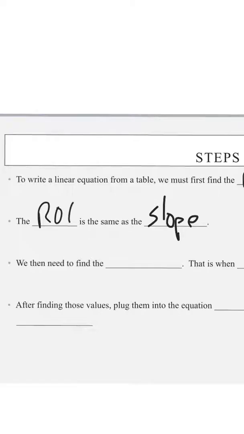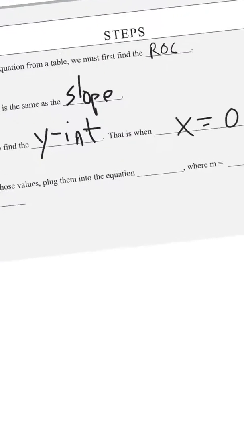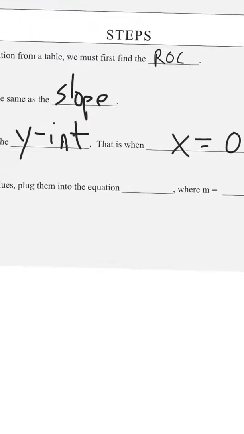Right? When we graphed before, we had two numbers we graphed. We had the slope, and we also had the y-intercept. That's the next number that we have to find, the y-intercept. It's very easy to find the y-intercept on the table. You just look to when x is equal to 0. So whenever x is equal to 0, you look for the y value. Whatever the y value is, that's your y-intercept.